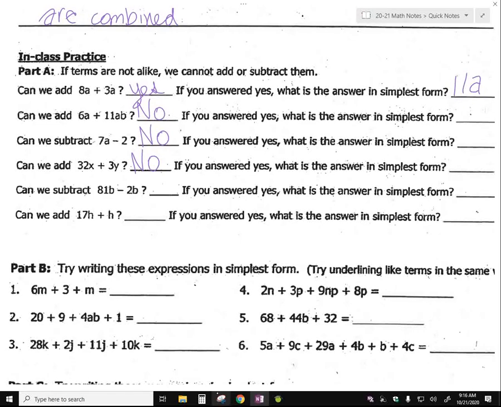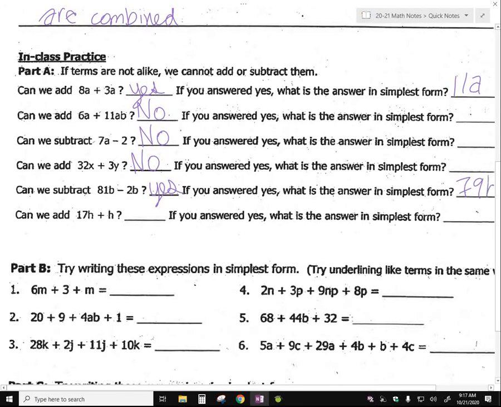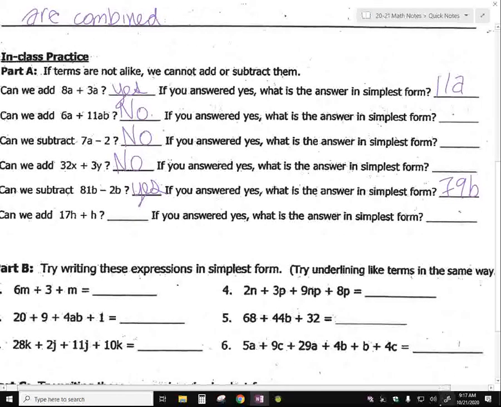Can you subtract 81B minus 2B? Yes, we can. If you have 81 bananas and someone goes, hey, can I have 2 bananas? That's possible. So, yes. And what's 81 bananas minus 2 bananas? Yeah. 79 bananas. 79B.